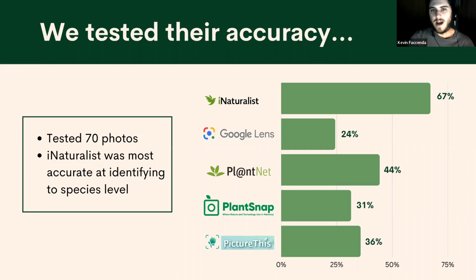The most accurate app is iNaturalist, and that's why we've been mentioning this before. On average, it was 67% accurate on our 70 photos. The worst was Google Lens, which didn't identify a lot of the things, so it gets around 24%. And then PlantNet, PlantSnap, and Picture This were all between 30 to 40% accurate. So not super great for any of these ones. Next slide.